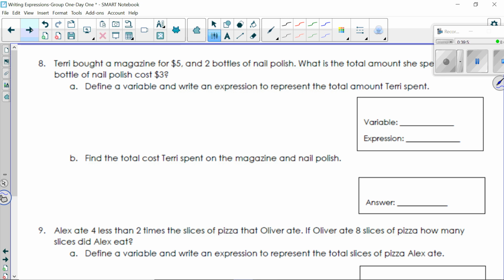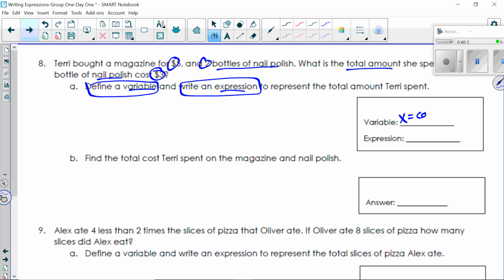Okay, number 8. Terry bought a magazine for $5 and 2 bottles of nail polish. What is the total amount she spent if a bottle of nail polish costs $3? Define a variable and write an expression. One thing I don't like about this problem is they already gave it to you. So that made it a little harder because you had to think about what I didn't know. In this case, it should have been the cost of nail polish in dollars.